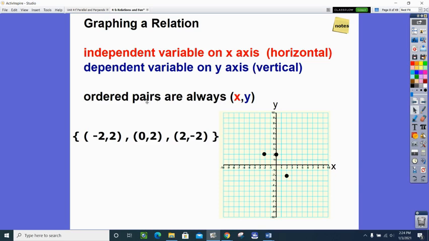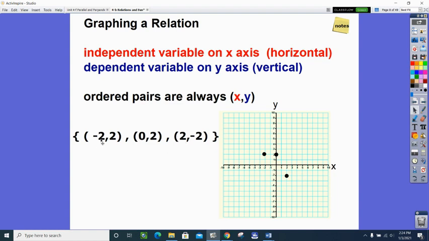Remember that a set of ordered pairs is always alphabetical. It's always x before y. It's always your independent variable in front of your dependent variable. Okay, here's a set of points. Now you already can look at this and know whether this set, whether this relation is a function. So take a look at it and see what you think.